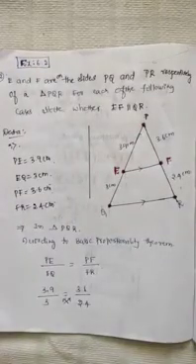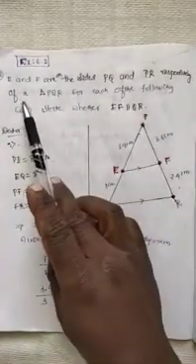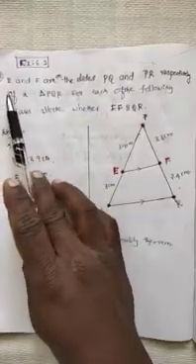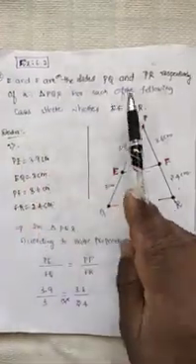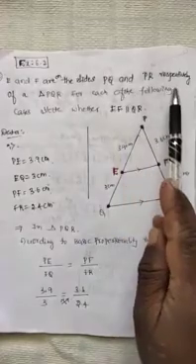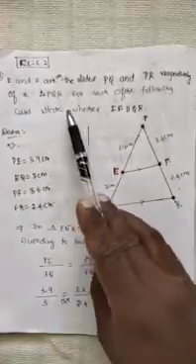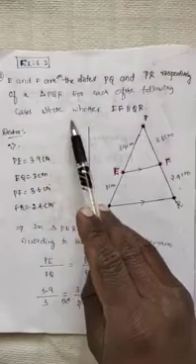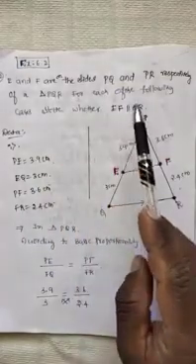So under exercise 2.2, this is E and F. Here the points E and F are on the sides PQ and PR respectively of triangle PQR. For each of the following cases, state whether EF is parallel to QR.